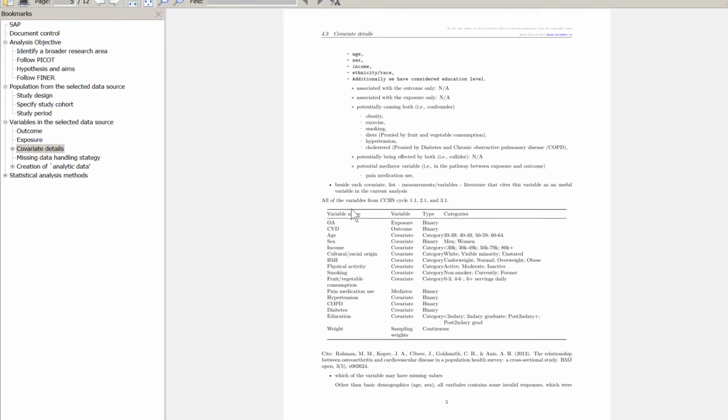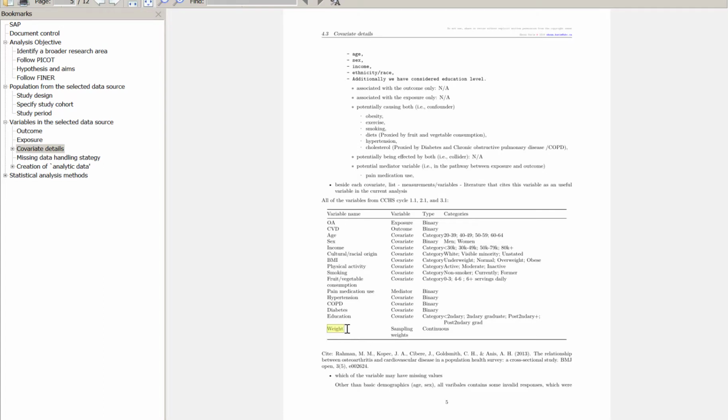Alright, so in terms of the variables, these are the particular variables that I am collecting from this dataset, and I have also listed the role of each variable, whether it is the exposure, outcome, covariate, or a sampling variable.